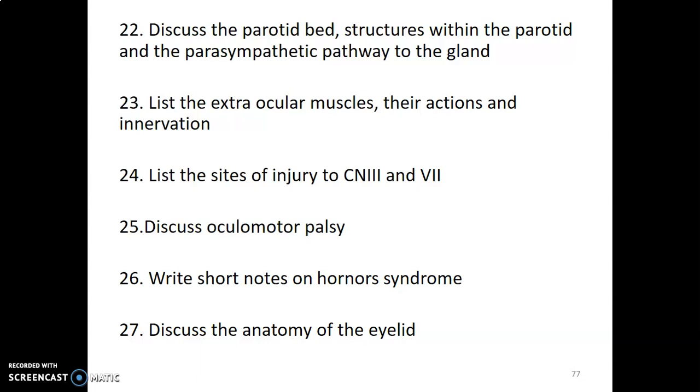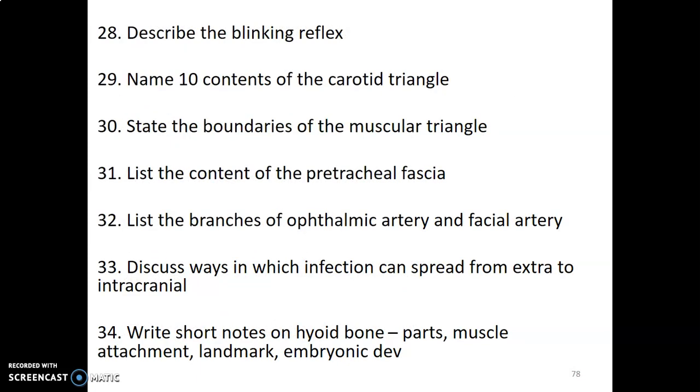So all these, it's not only neck. I've tried to bring up all the questions that you can be asked in head and neck region. Okay, you have your blinking reflex, carotid triangle, all the triangles and the fascia. Write short notes on hyoid bone, number 34, hyoid bone. Okay, so you need to know that.